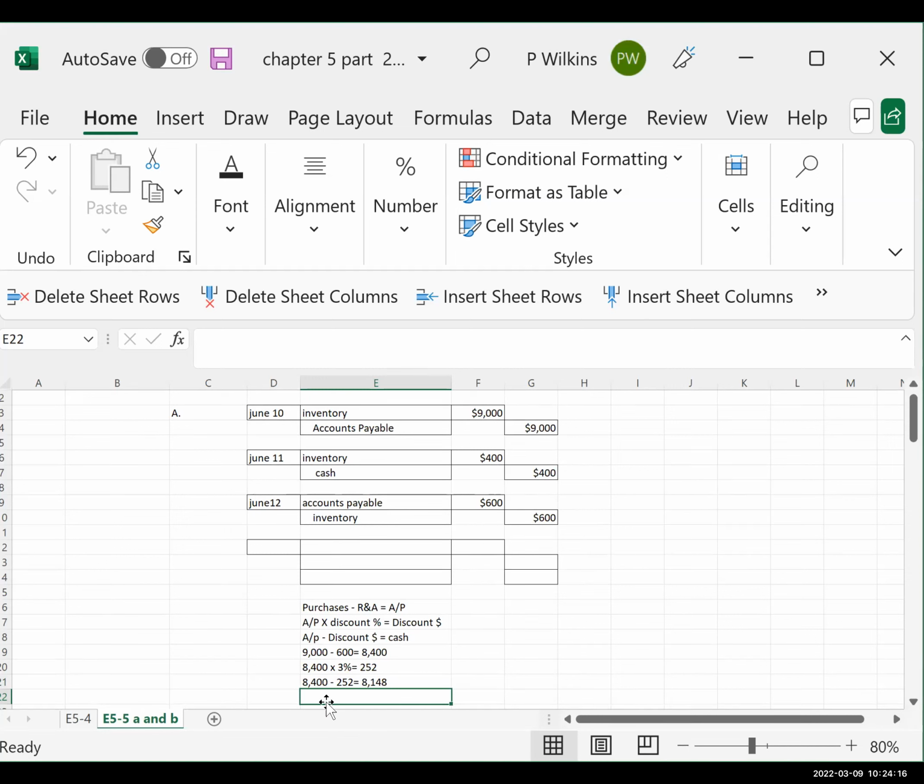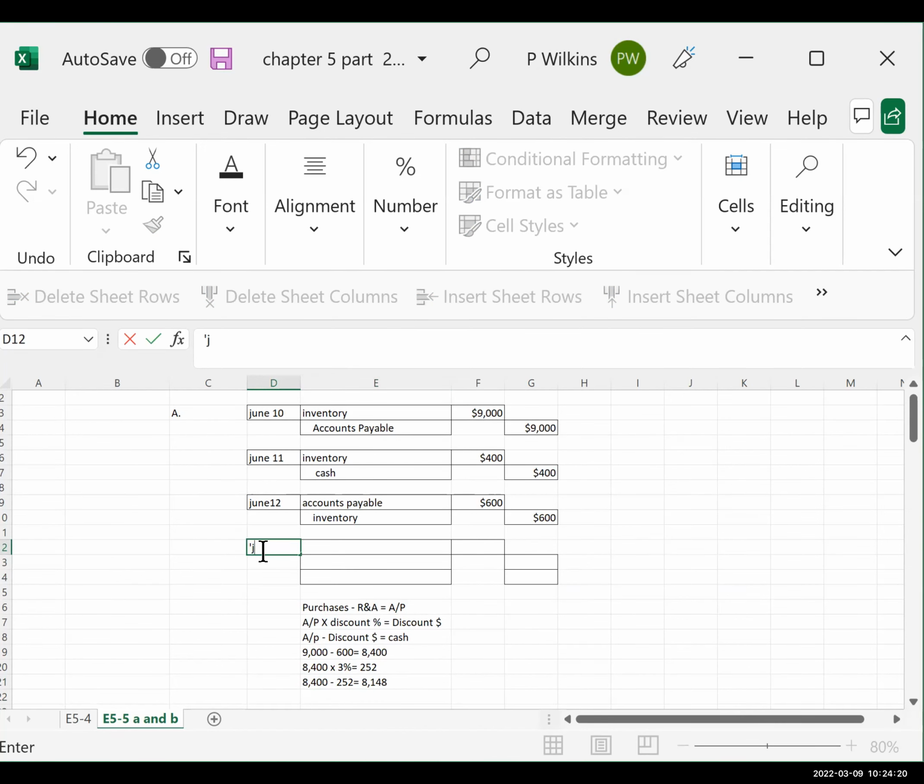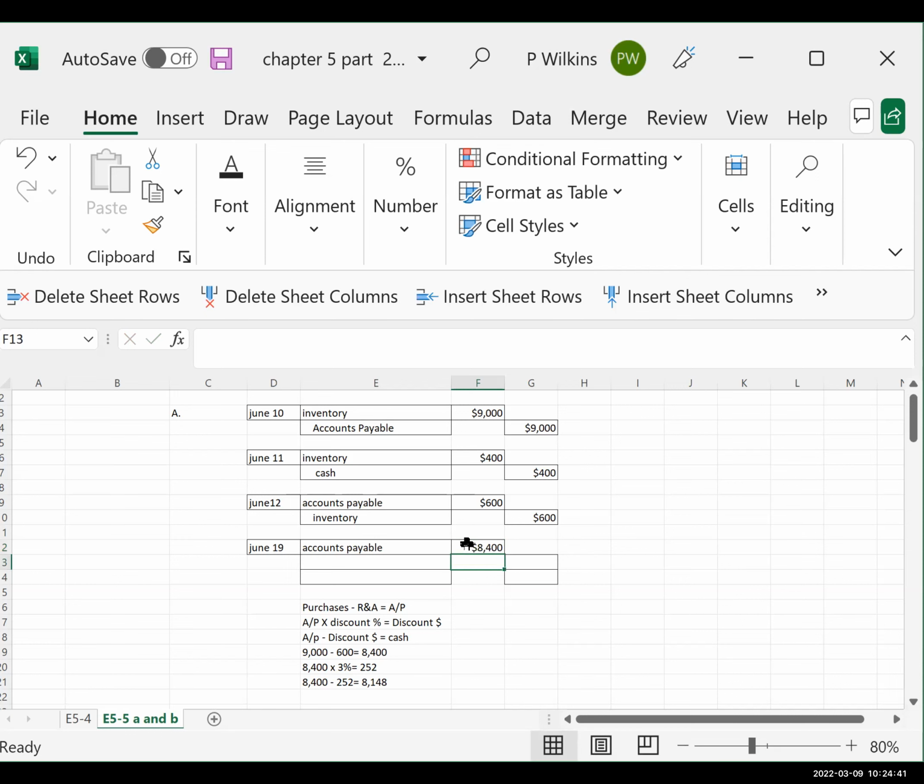So as the buyer, let me put the date, June 19th. We are going to be debiting accounts payable because we want that to go down because we're paying off the bill. So we're debiting accounts payable. And how much are we debiting it for? Well, we already figured it out. It's $8,400. Purchases minus returns and allowances, right? So we're going to debit accounts payable, $8,400.